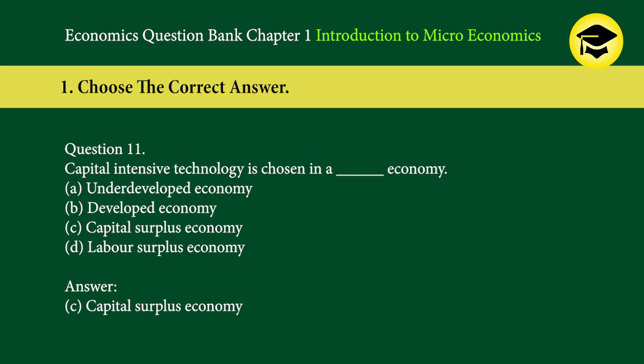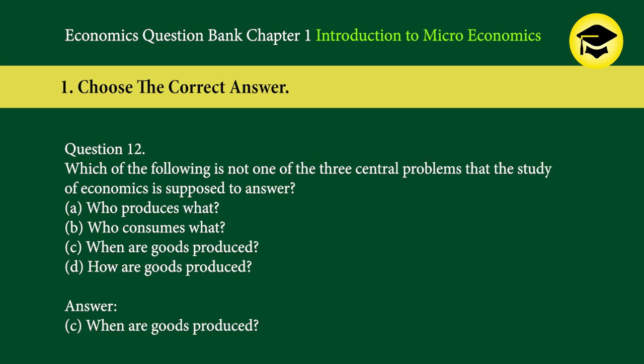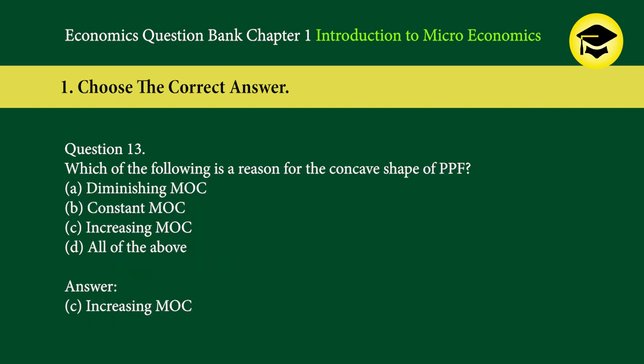Question 11. Capital-intensive technology is chosen in a blank economy. A. Underdeveloped economy. B. Developed economy. C. Capital surplus economy. D. Labor surplus economy. Answer C. Capital surplus economy. Question 12. Which of the following is not one of the three central problems that the study of economics is supposed to answer? A. Who produces what? B. Who consumes what? C. When are goods produced? D. How are goods produced? Answer C. When are goods produced?